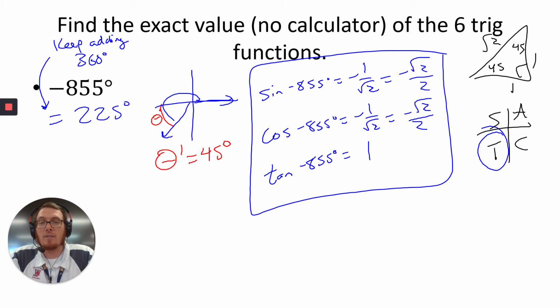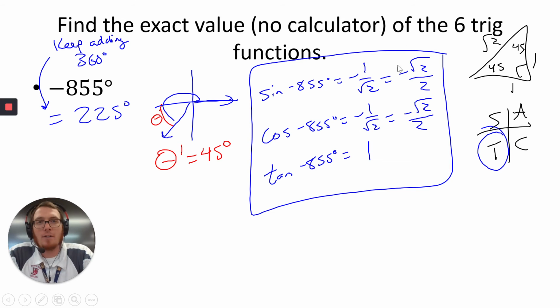Negative 855. If it's a negative angle, remember you're going the opposite direction. But essentially, I just kept adding 360 until I got to a positive, and that's going to be 225. Here's a little hint. If it's an exact value and ends in 5, the reference angle is 45. I can't ask you any other. There's no other perfect triangle that works well for us.